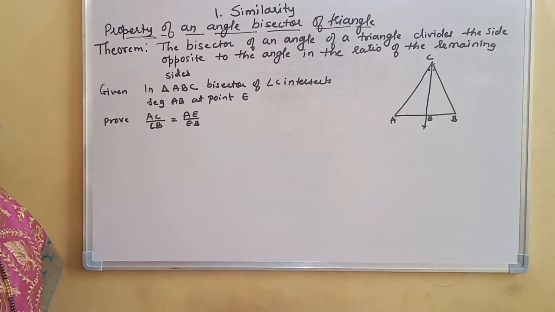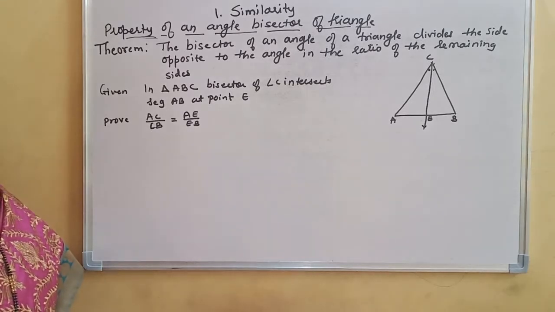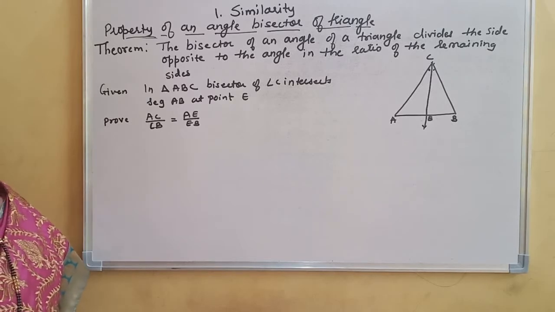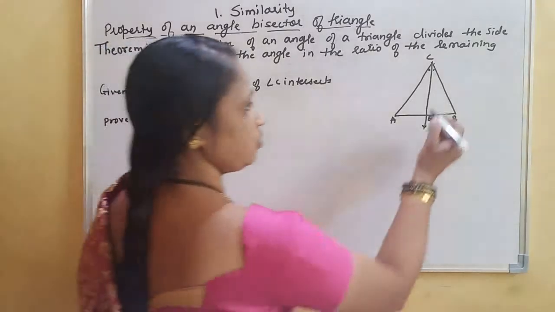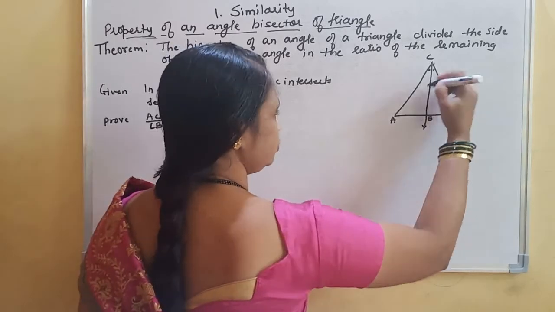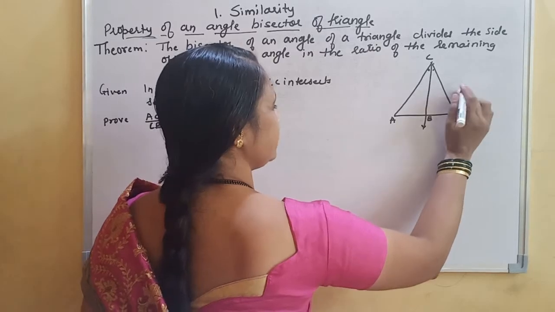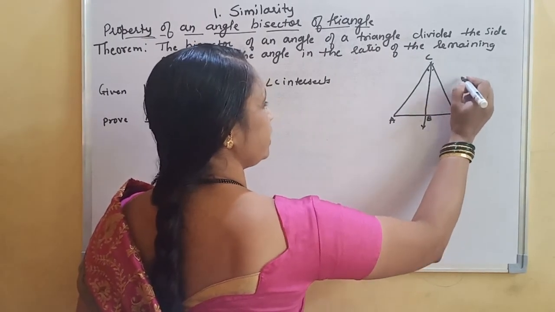For that we need to construct, because from this much information we are not able to prove the theorem. We have to draw a line parallel to line CE from point B. From point B we draw a line which will be parallel to the ray CE. The construction we always do with a dotted line.